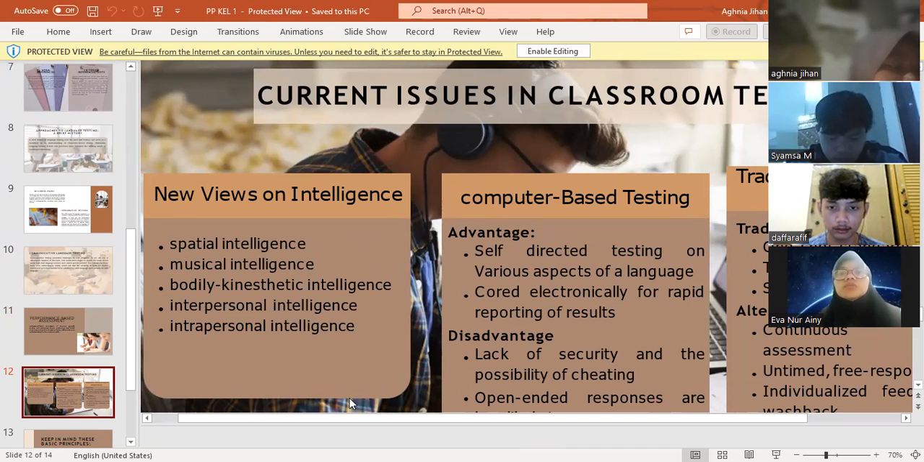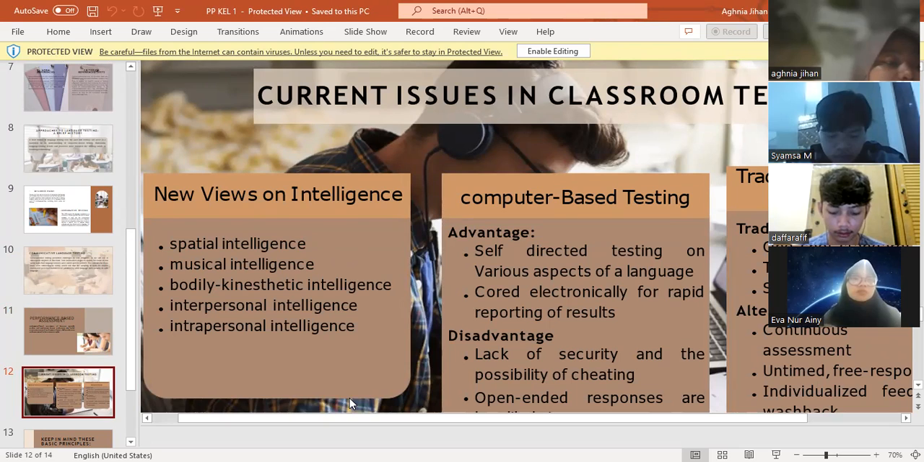Next is current issues in classroom testing. So there are three issues in classroom testing. First is new views on intelligence. The points here are: spatial intelligence, musical intelligence, body kinesthetic intelligence, interpersonal intelligence, and intrapersonal intelligence. But this is from Gardner.